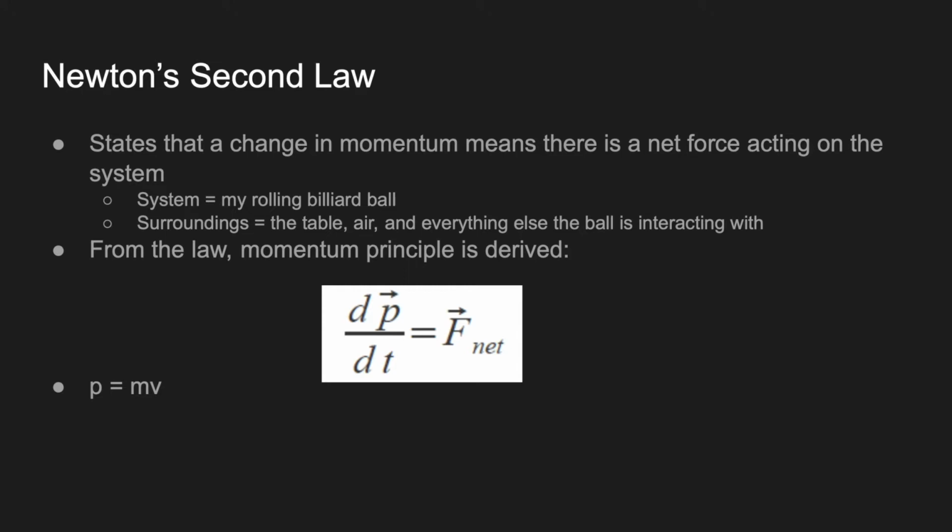From Newton's second law, we get the equation that net force is equal to the change in momentum divided by the change in time. In other words, the change in momentum is directly proportional to the net force on the system. Additionally, we can observe that momentum equals mass times velocity at low speeds.